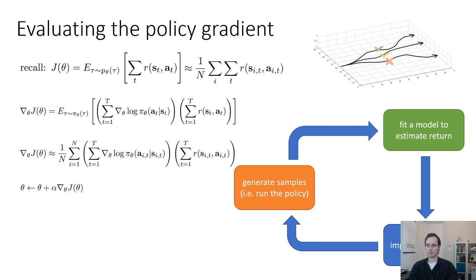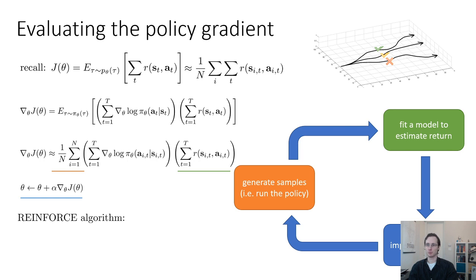It basically consists of 3 steps: generate samples by running the policy, sum up the rewards along all of your samples, so basically estimate the return. You can think of it as a model, a very, very naive model, just a summation of all the rewards, and then improve the policy by applying the gradient. And this is sometimes called the REINFORCE algorithm.